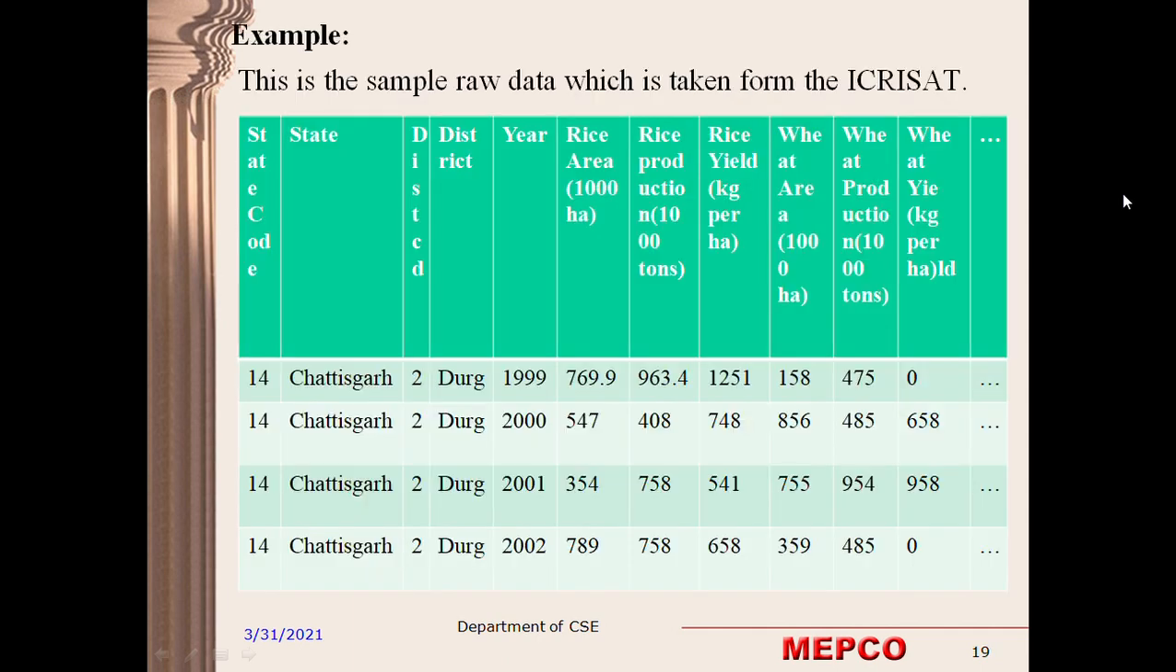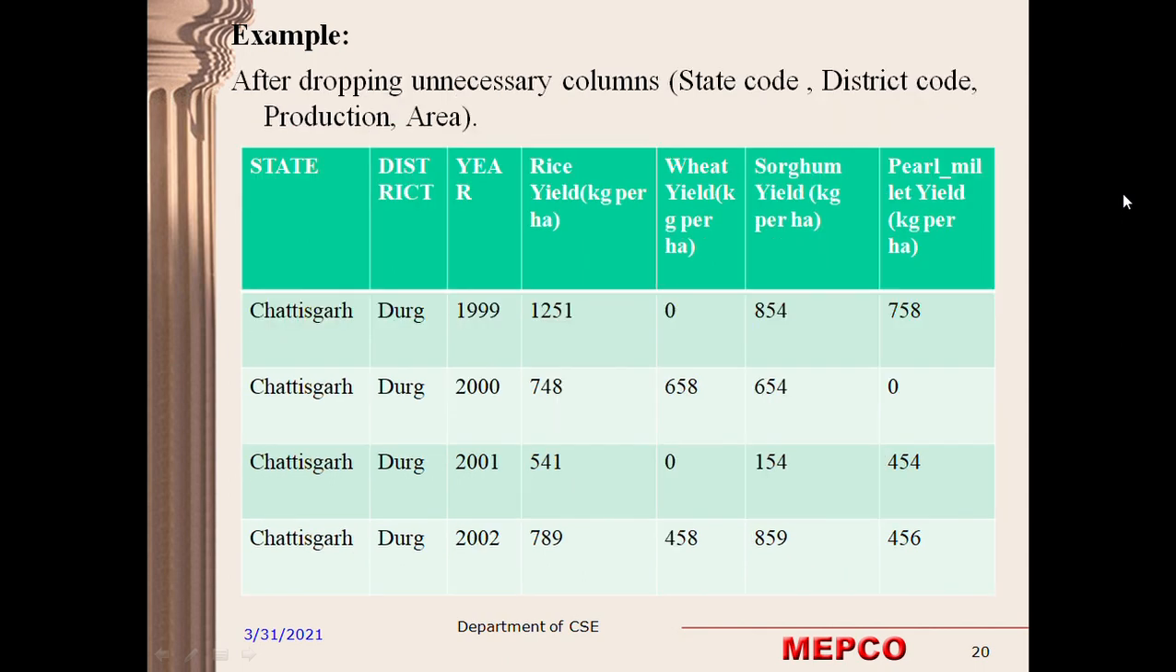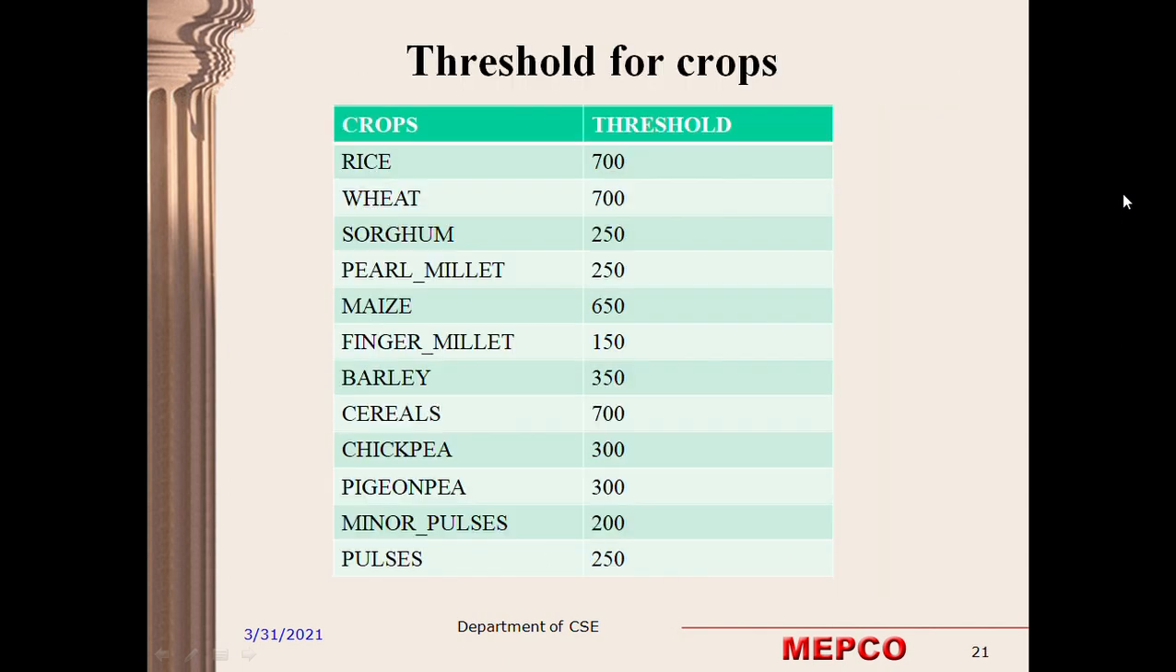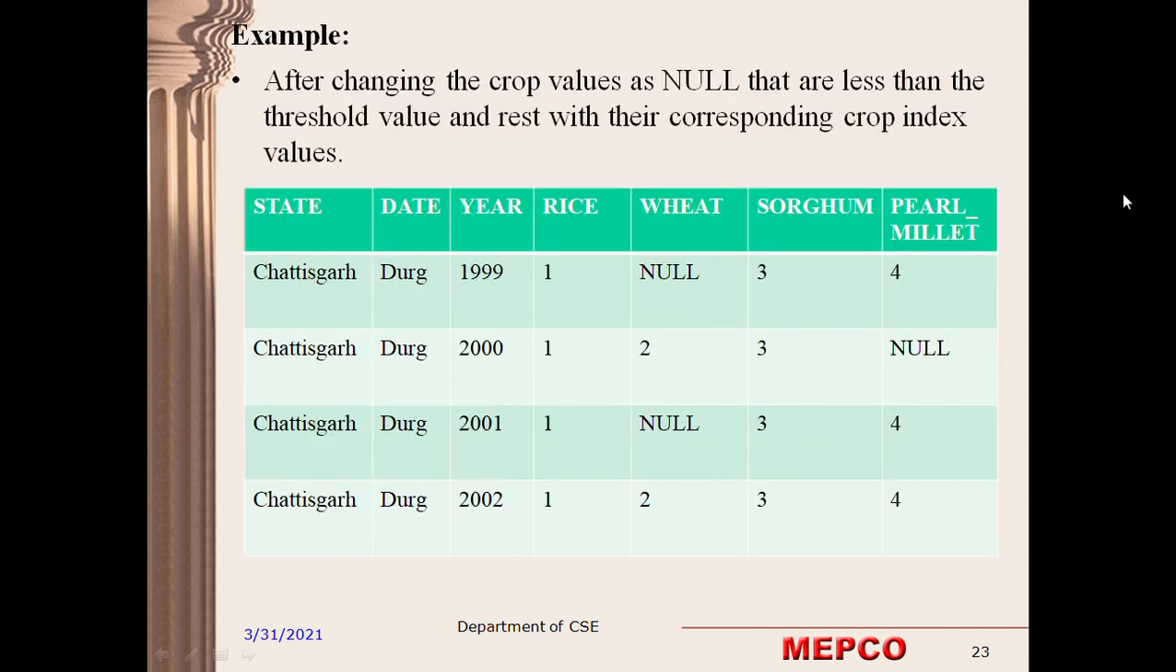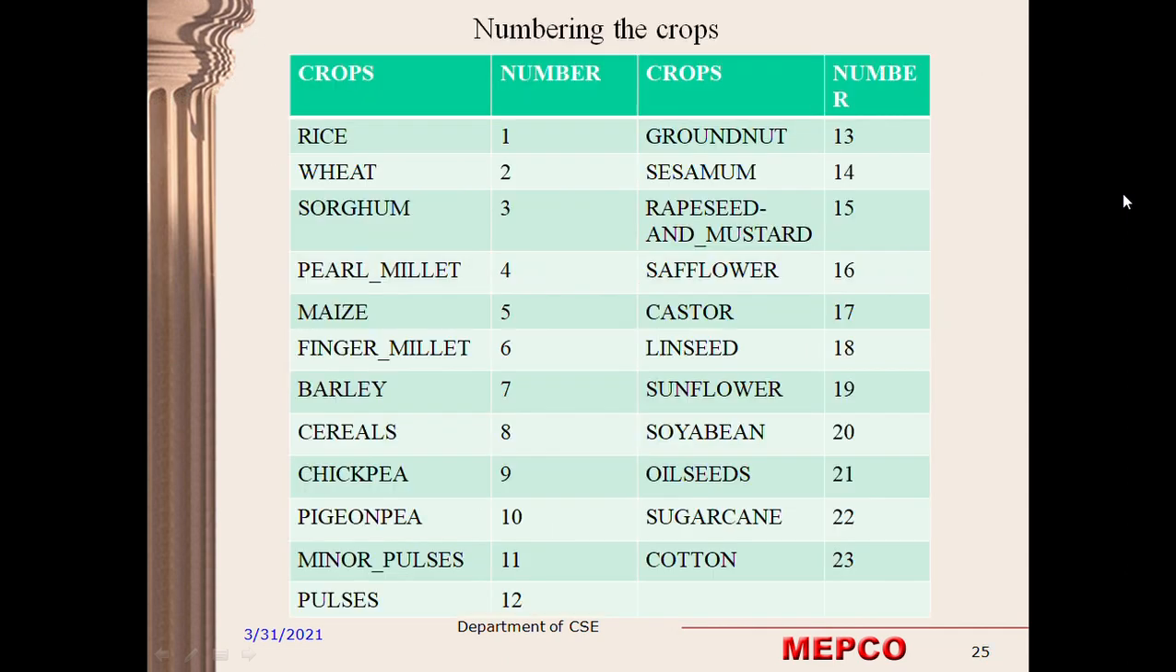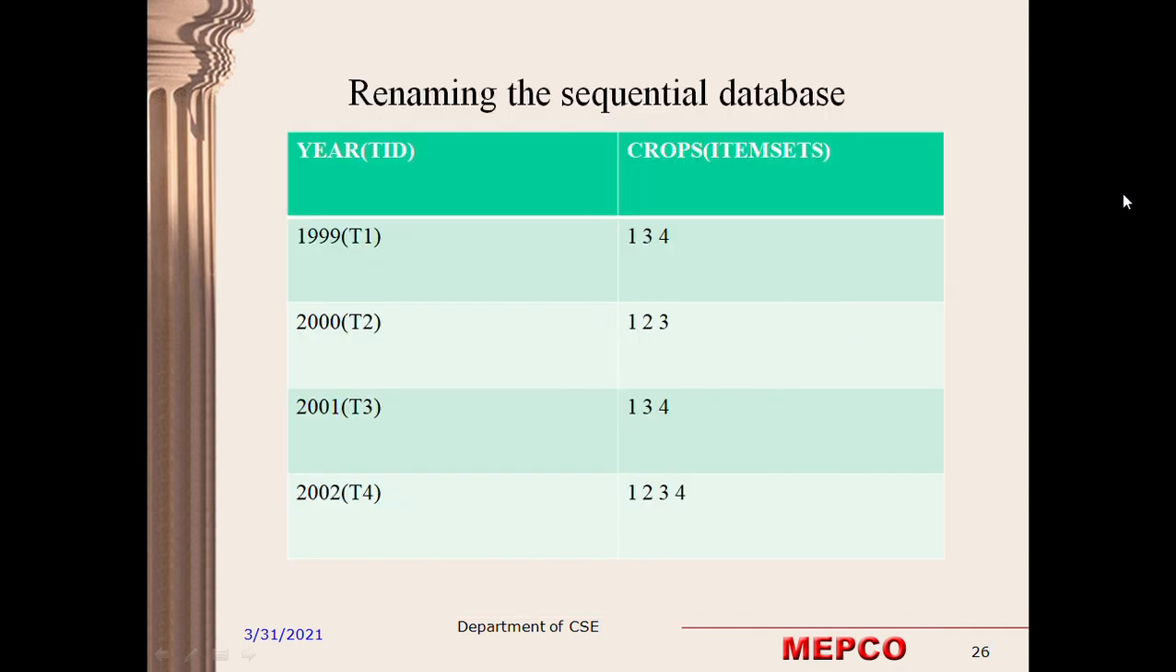This is an example. This is the raw data taken from the website, and after dropping the unnecessary columns, this is the threshold of the crops. This is the numbering of the crops. This is the sequential database after renaming.